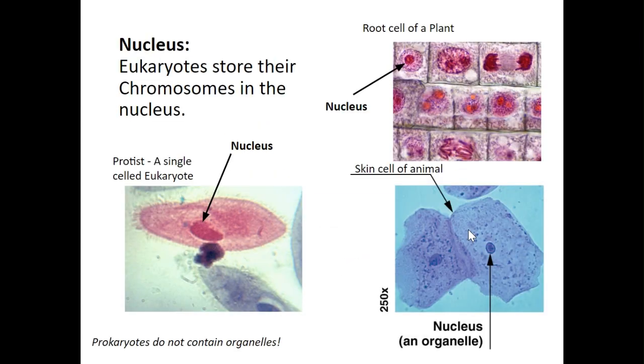Okay, so in our eukaryotes, they're all going to have a nucleus. And so let's start at this protist. This is a single-celled eukaryote. It's got a plasma membrane on the outside. I can see that. And then this red blob in the middle, this is the nucleus. I have no idea what this purple thing is, so just ignore it.